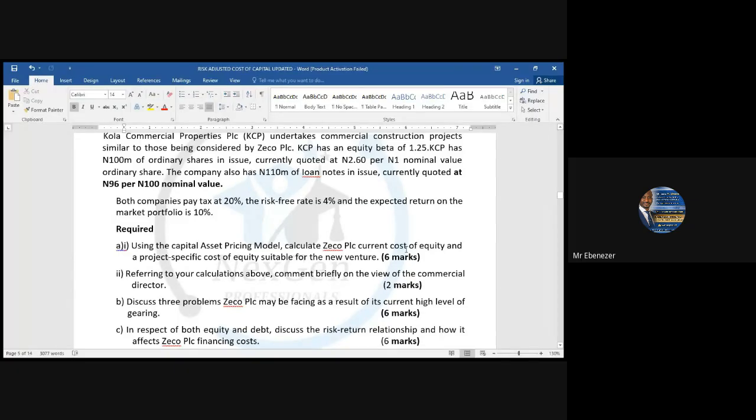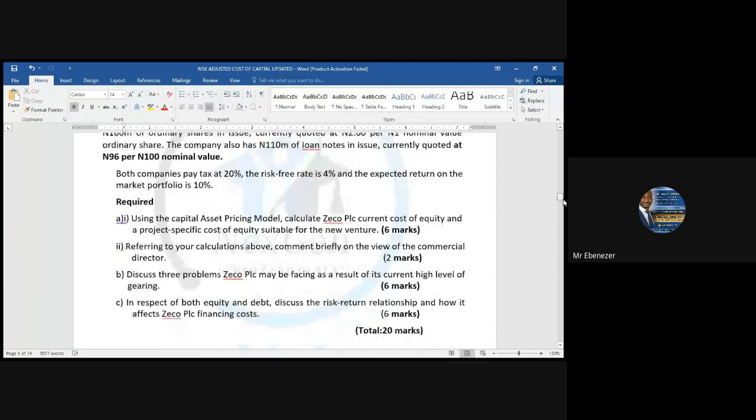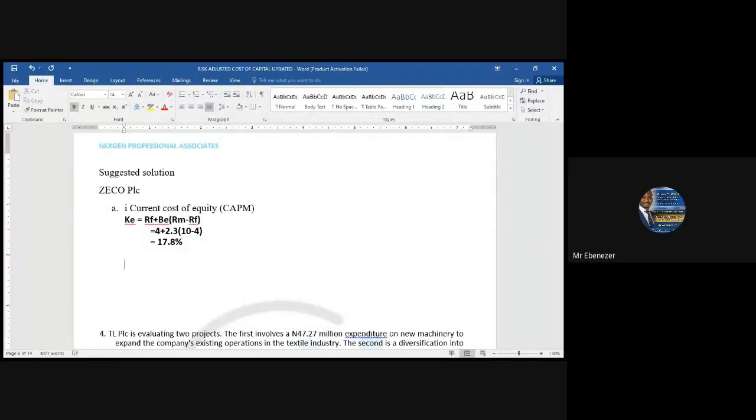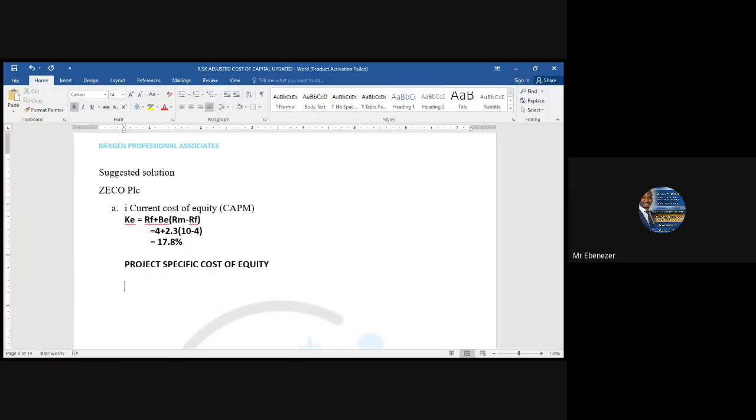And a project-specific cost of equity. Now, project-specific cost of equity. Step 1: I'll identify the proxy company.